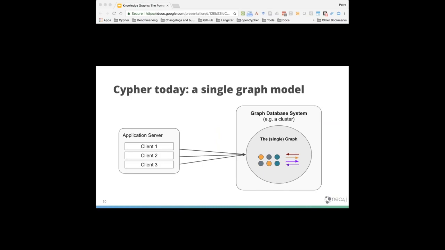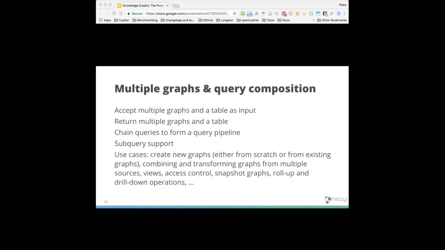As I mentioned before, Cypher today is essentially a single graph model. So what happens is you come into Neo4j and you start writing a Cypher query, and what it will query is a single implicit graph. I say implicit because this graph doesn't have a name, it's just there, it's the graph. Anyway, the idea is to move away from this single graph model to a multiple graphs model, where the property graph database contains multiple graphs. You may be wondering, that's quite a change. Why is that a good thing?